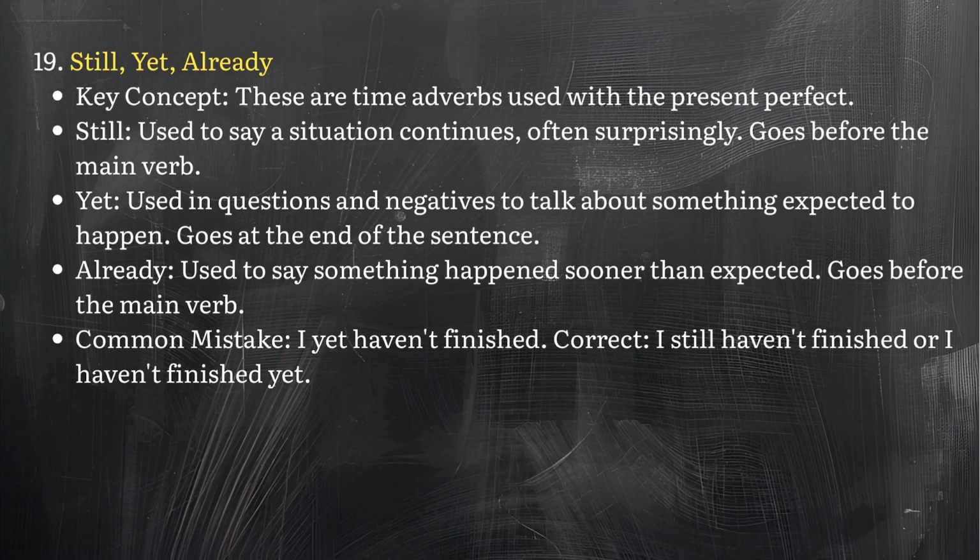The words still, yet, and already are time adverbs. Still is used to say a situation continues, often later than expected, as in I am still waiting. Yet is used in questions and negatives to talk about something expected to happen, and it goes at the end: has he arrived yet? Already is used to say something happened sooner than expected: she has already finished.